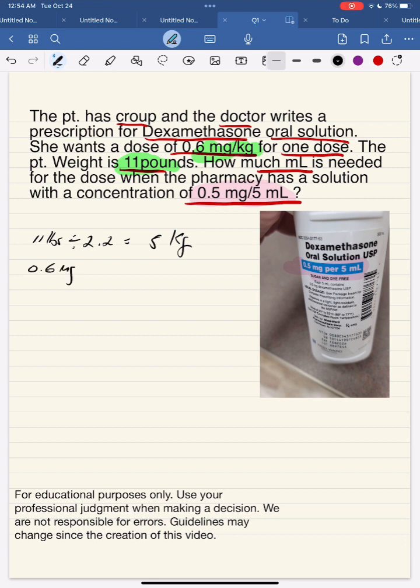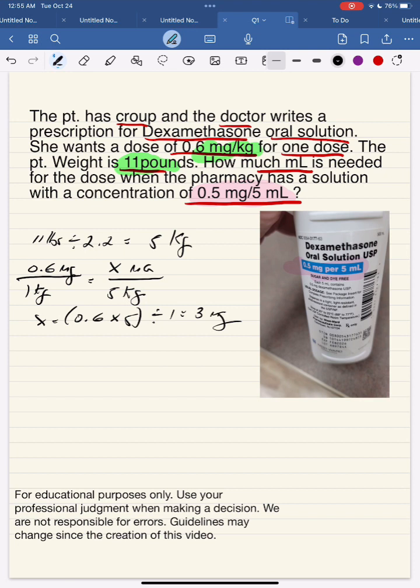Set up the ratio of 0.6 milligrams per 1 kilogram is equal to X milligrams over 5 kilograms. And what we're going to do is cross multiply. X is equal to 0.6 times 5 divided by 1. Take out your calculator, do the problem with me, and that's 3 milligrams.